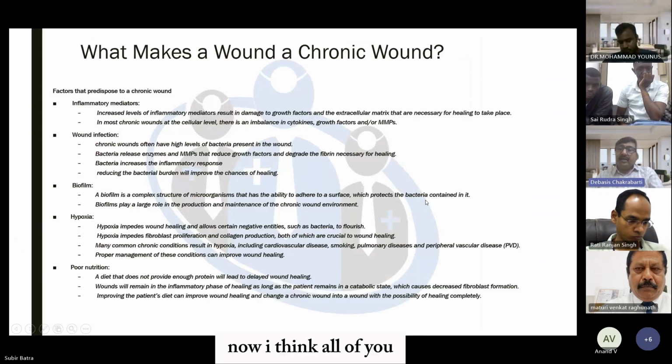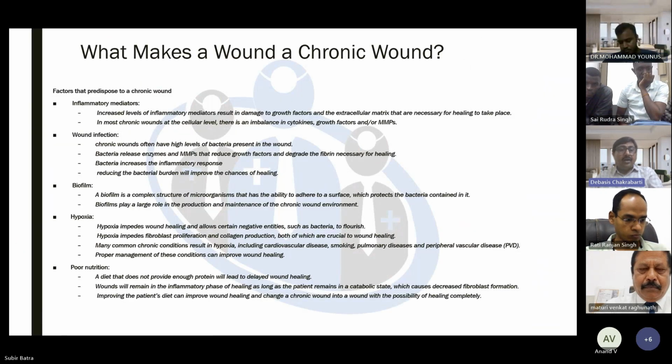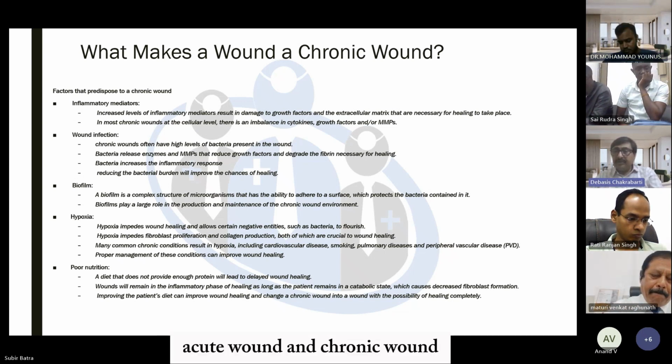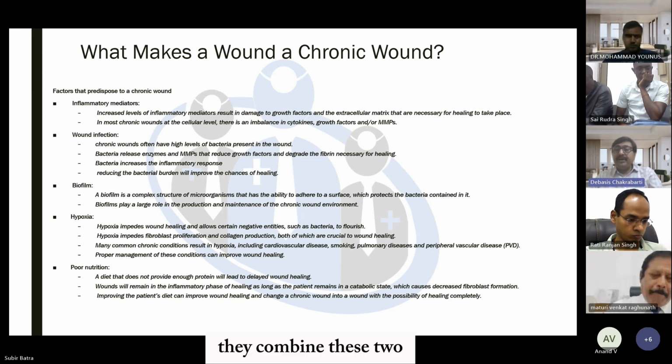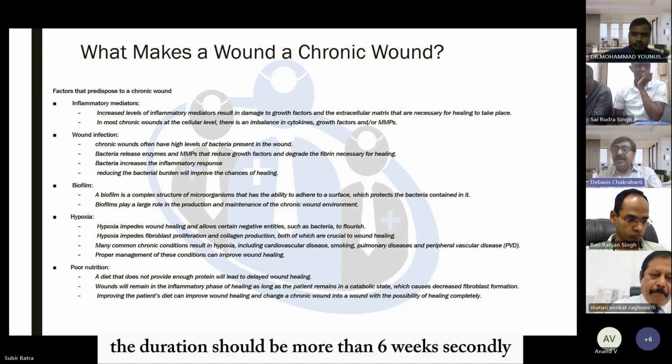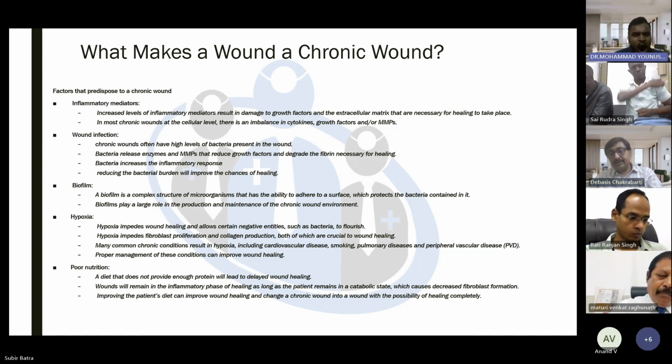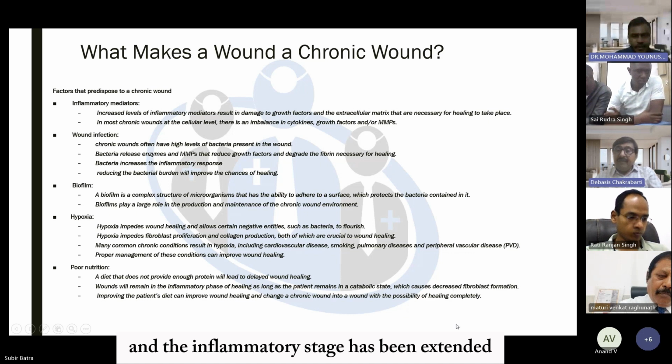Now, I think all of you are clear. What is the basic difference between an acute wound and a chronic wound? Take home point is two. The duration should be more than 6 weeks. Secondly, the entire wound healing process is stalled and the inflammatory stage has been extended.